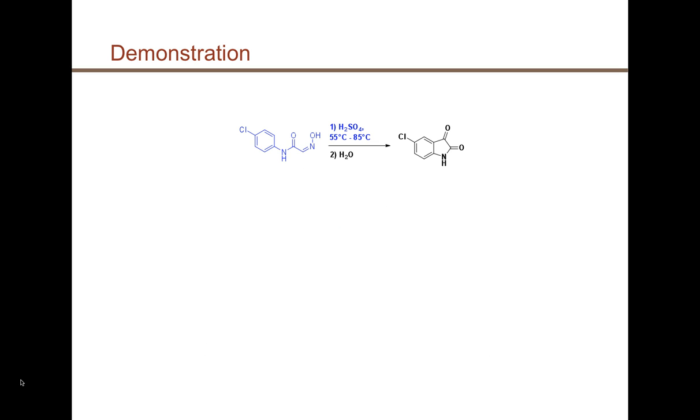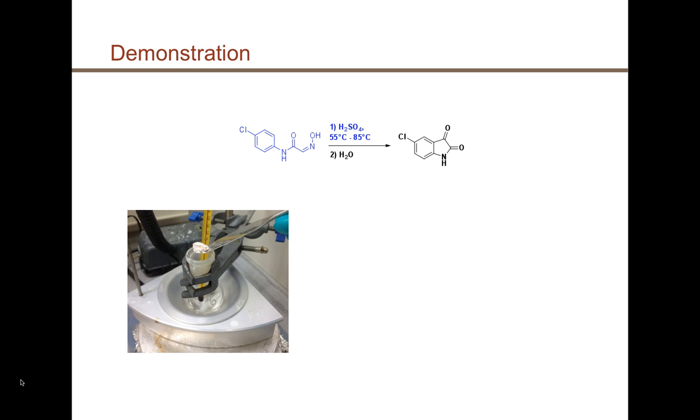Next, the dried intermediate was added in portions to concentrated sulfuric acid that was preheated to 55 degrees Celsius. Extra care was taken for this step, as this reaction can be violent in some cases. The reaction temperature is critical in this step. Too low and the reaction will not proceed. Too high, decomposition will occur. Therefore, the temperature was maintained between 55 to 65 degrees Celsius throughout the addition.